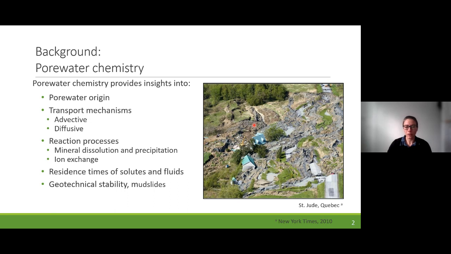And all of this is important to understand the residence times of solutes and fluids within the formations, which is important when developing waste storage solutions, as well as for understanding the geotechnical stability within specifically sensitive marine muds. So here is a photo of a mudslide that occurred in the Champlain Sea mud that was caused by desalinization of the pore water.